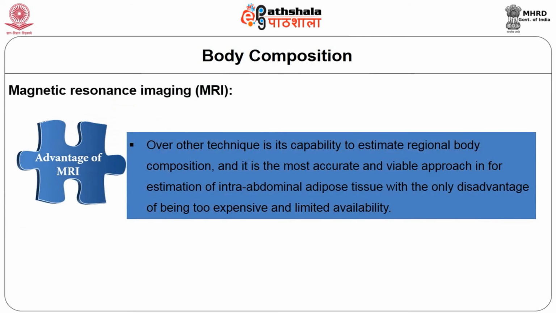Advantages of MRI over other techniques are its capacity to estimate regional body composition, and it is a more accurate and viable approach in the estimation of intra-abdominal adipose tissue. Its only disadvantage is being too expensive and available in limited areas only.